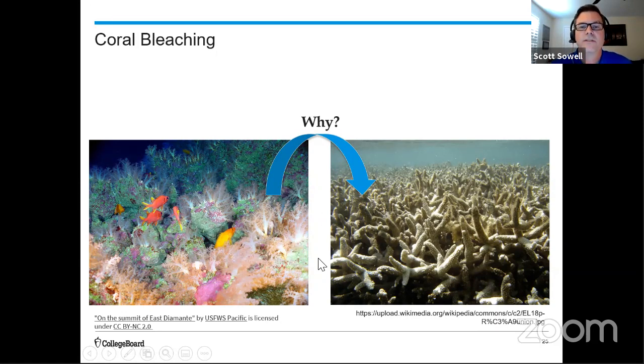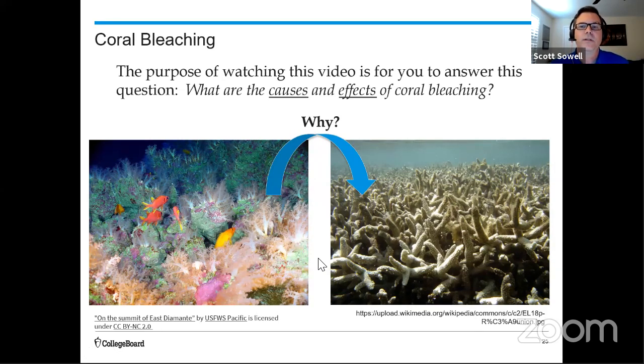So our goal now is to figure out why, what's going on here. So I'm going to show you a video clip now, and I really want you to, as you're watching this, determine two things. What are the causes of this bleaching event, and then the effects of the bleaching?